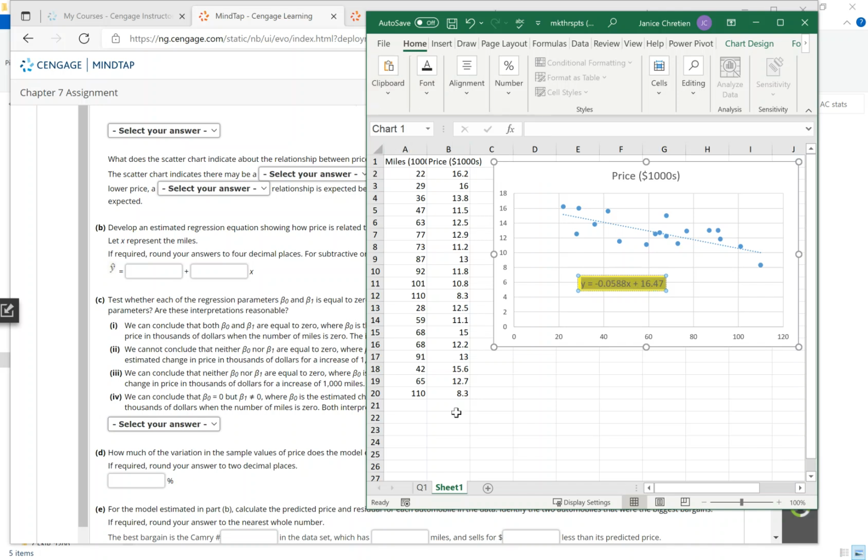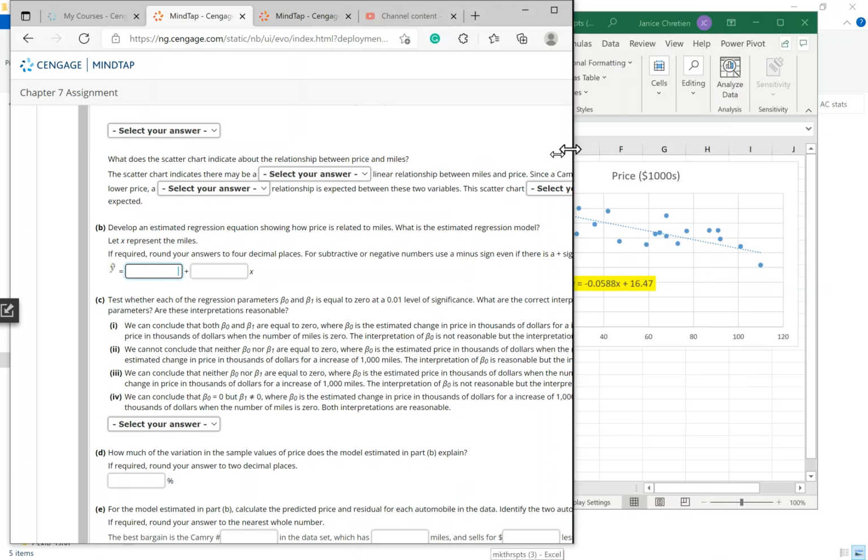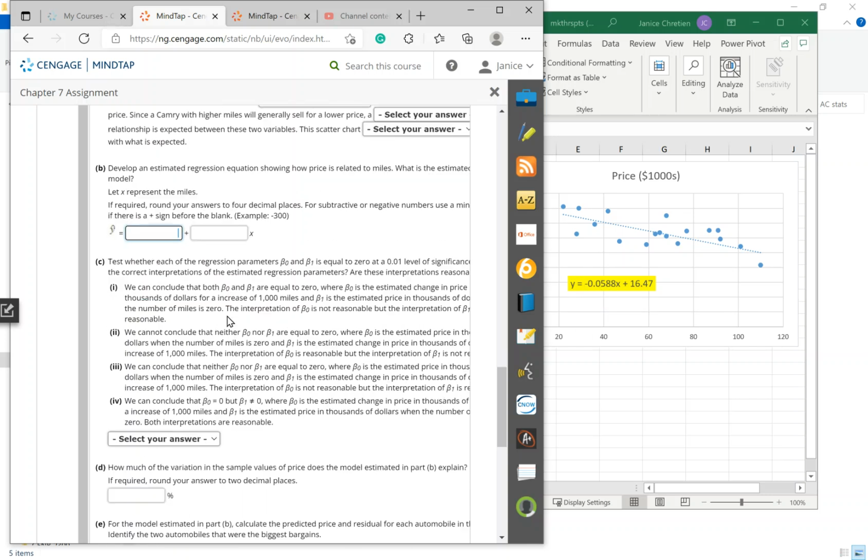Oh, 12. Okay, that's still better. Okay, so I can plug in that my equation is 16.47. My x is negative, so I have to make sure I put the negative there. Then it wants us to again look at the p-value.